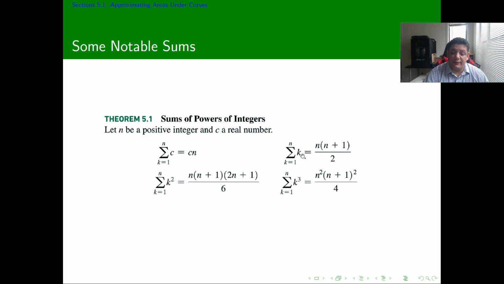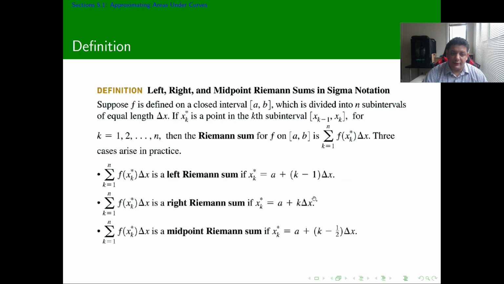But now, if we have the sum of the first n numbers, so 1 plus 2 plus 3 plus 4 plus 5 up to n, then this can be summarized as n times n plus 1 over 2. Now the sum of the first n squares is going to be given by n times n plus 1 times 2n plus 1 over 6, and the sum of the first n cubes is going to be given by n squared times n plus 1 squared divided by 4.